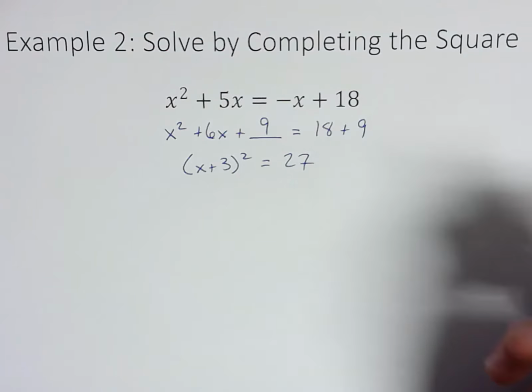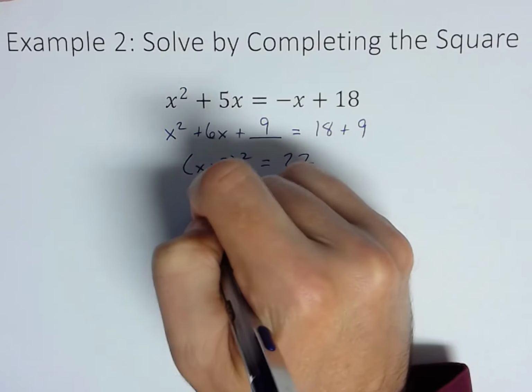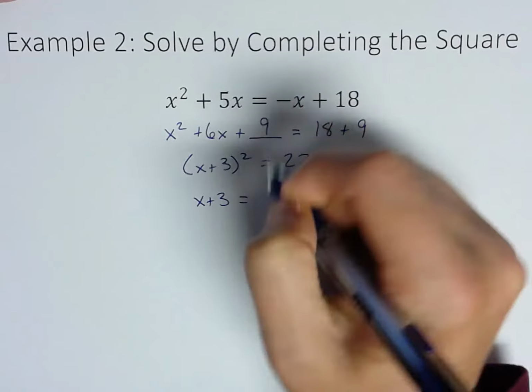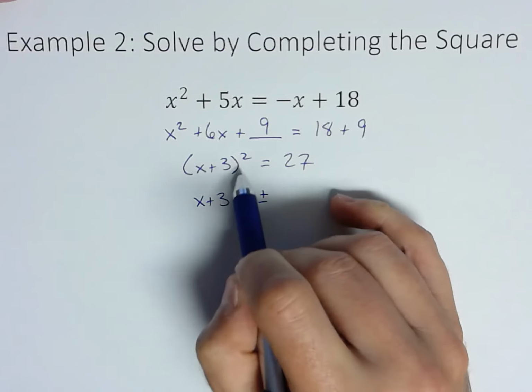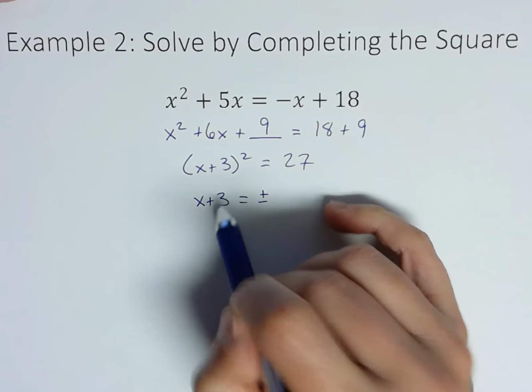Now let's do square root of both sides. So x plus 3 equals plus or minus. Remember, always going to get plus or minus over here. Square root of squared went away, it's just x plus 3.